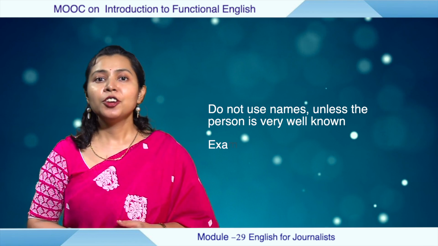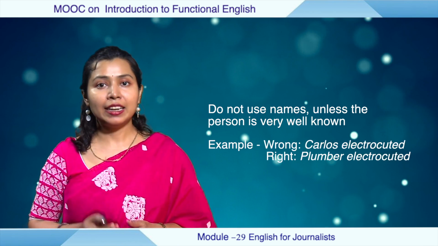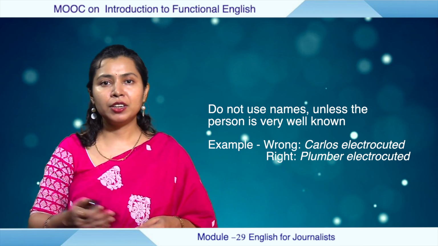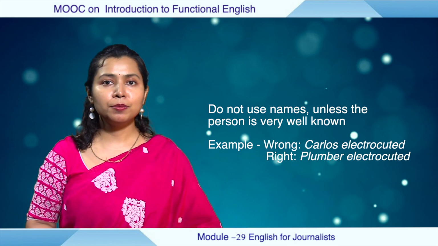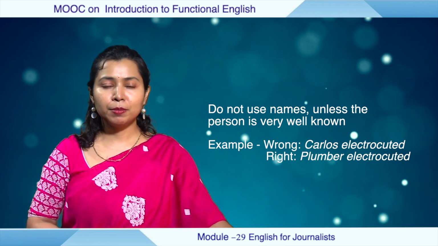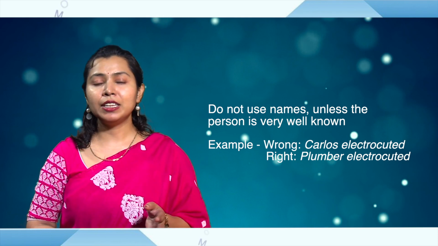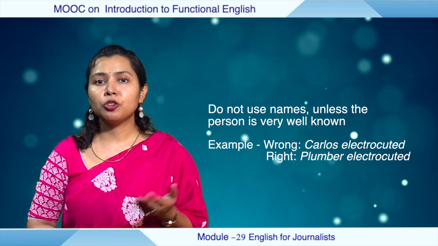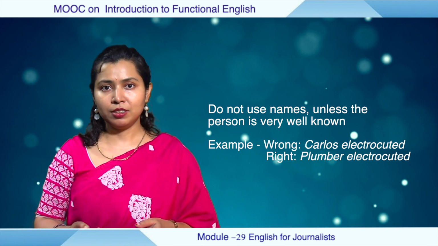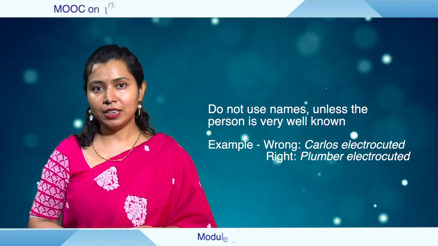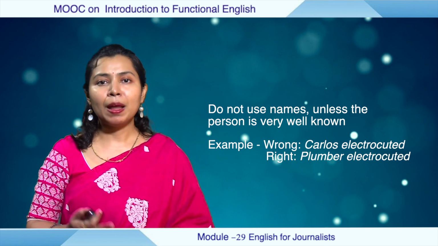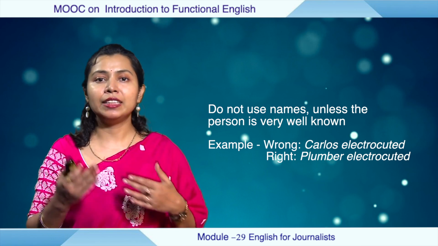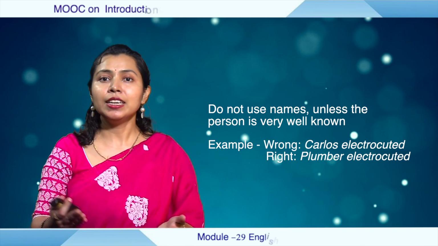Okay. Next is do not use names unless the person is very well known. If something happens to your neighbor, who is not very well known, and you use that person's name, the readers won't be able to understand. For example, it is wrong to say Carlos is electrocuted. Okay, nobody knows who Carlos is, isn't it? So it is better to say plumber electrocuted. Okay, that way people will understand that a plumber in that particular area met with an accident.